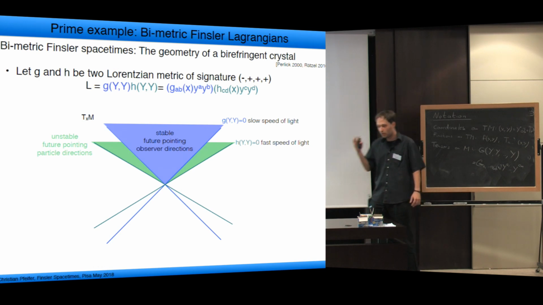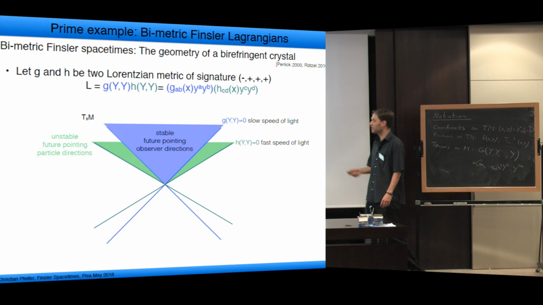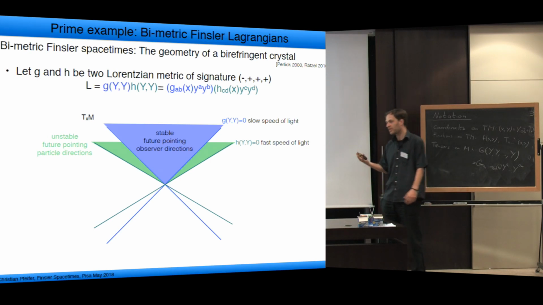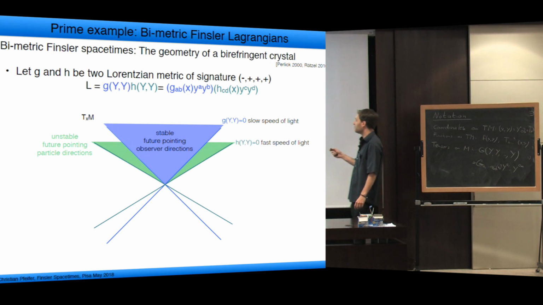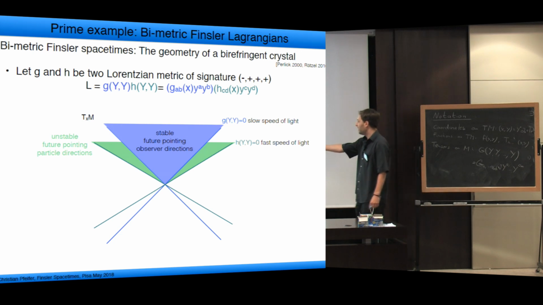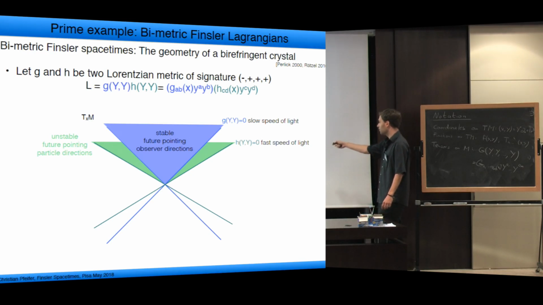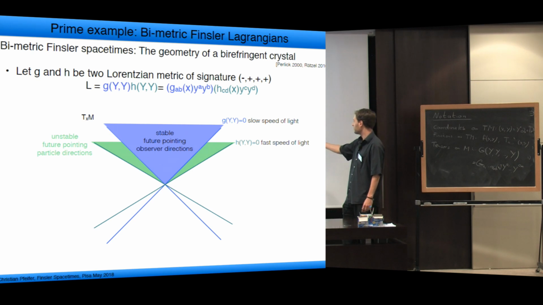And the prime example I always have in mind when I talk about this is the geometry of a birefringent crystal, the bimetric Finsler spacetime, which appears when one studies how electrodynamics effectively works inside a crystal. This can be described by a Finsler Lagrangian, which is the product of two Lorentzian metrics, and then the structure in the tangent spaces is given by two light cones, where we have one slower speed of light and one faster speed of light. And the inside, so the time-like vectors with respect to the metric which defines the slow speed of light, are so-called future-pointing stable observer directions.